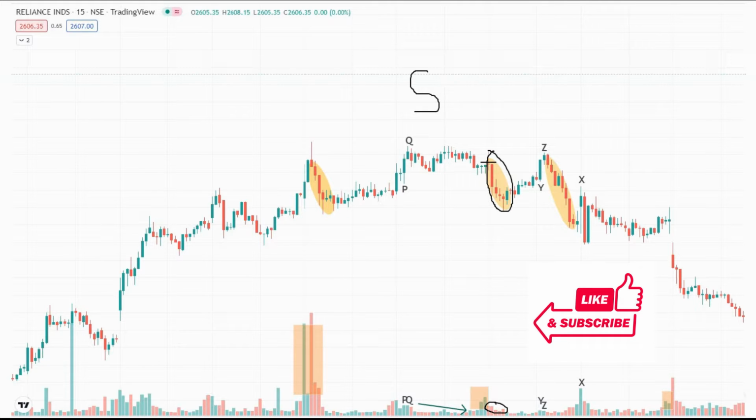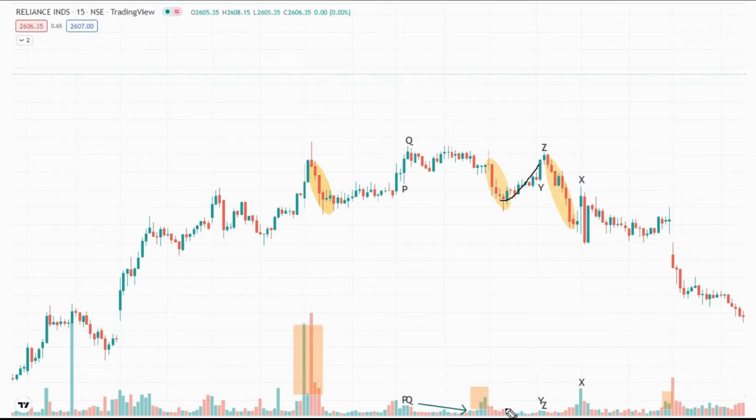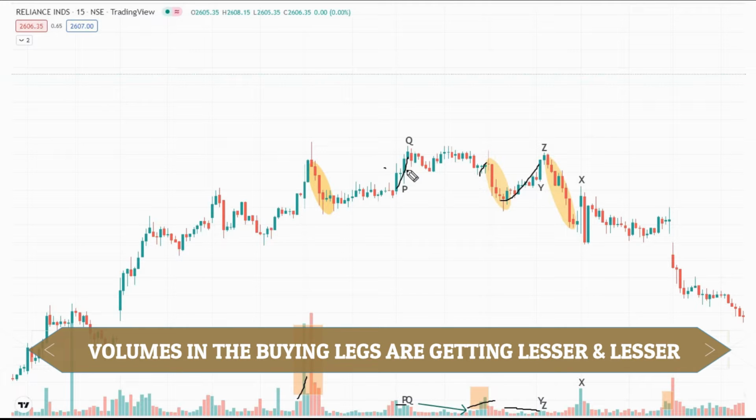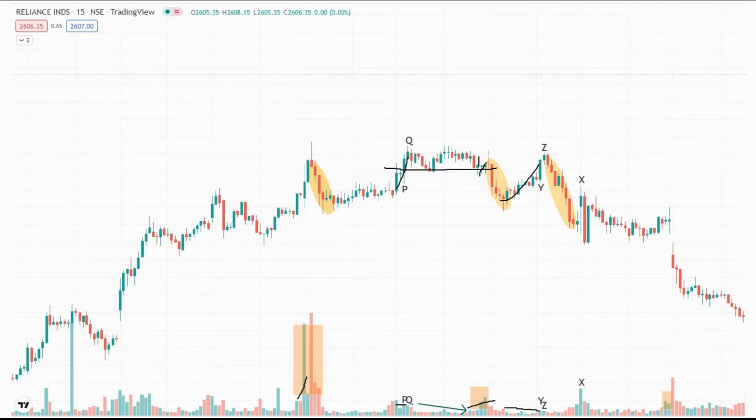Now what happened again? Again buyers tried, but see the volume. The volumes are progressively getting lower and lower. Here we had good volumes, then again buyers tried, the volume was low. Again buyers tried, volume was higher, but there is no price movement. Now what happened? See the volume. Volumes are getting lesser and lesser, and here there is a divergence in the price movement.